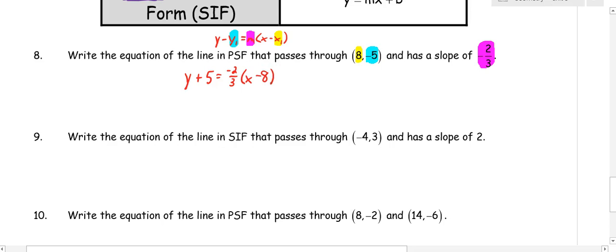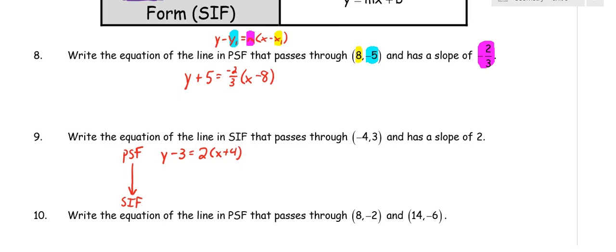In number 9, we have to write in slope intercept form that passes through the point 4, negative 3, and has a slope of 2. Now the problem is we don't know the y-intercept. So what we're going to have to do is start in point slope form still, and then move to slope intercept form. So for point slope with the information, we have y minus 3 equals 2 times x plus 4.